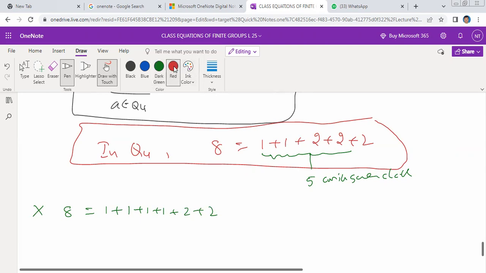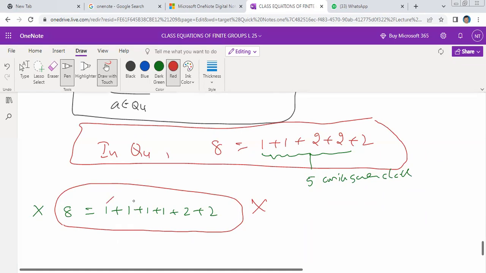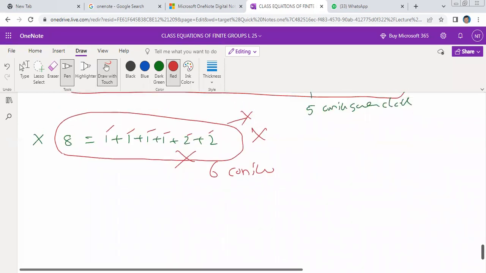No. Classification of a group of order 8, he wrote like this. Is it correct? No, sir. Wrong. Because how many conjugate classes does Q4 have? Q4 has only 5 conjugate classes. Here 1, 2, 3, 4, 5, 6, so here there are 6 conjugate classes. It is discarded, so we have to eliminate it. Okay, clear? So this is the way of calculating the conjugate classes of a non-abelian group.